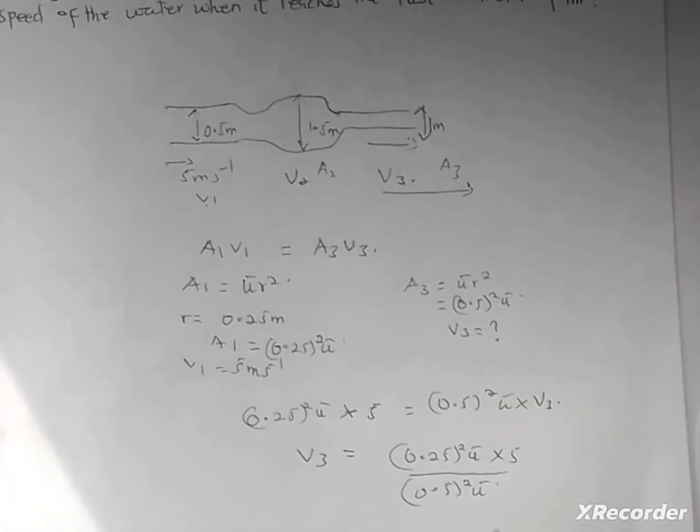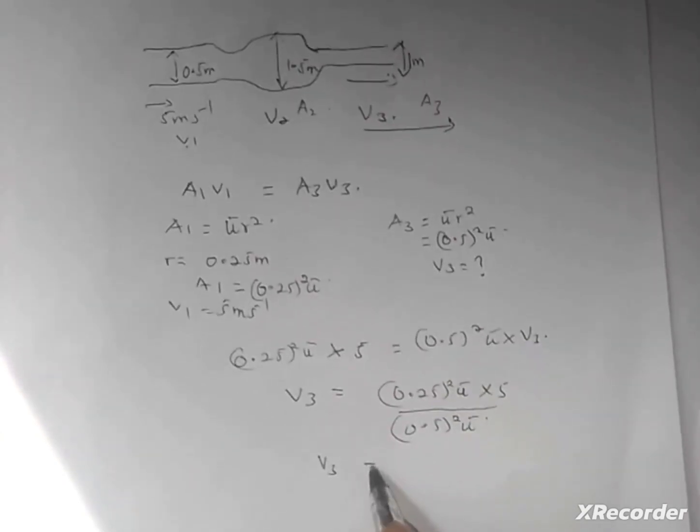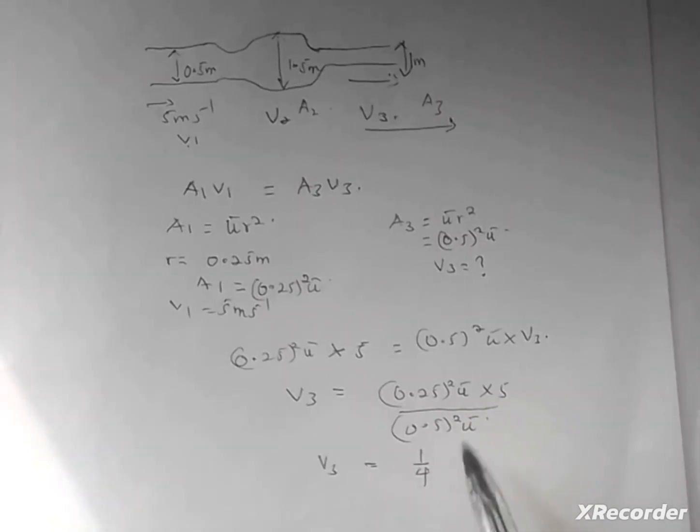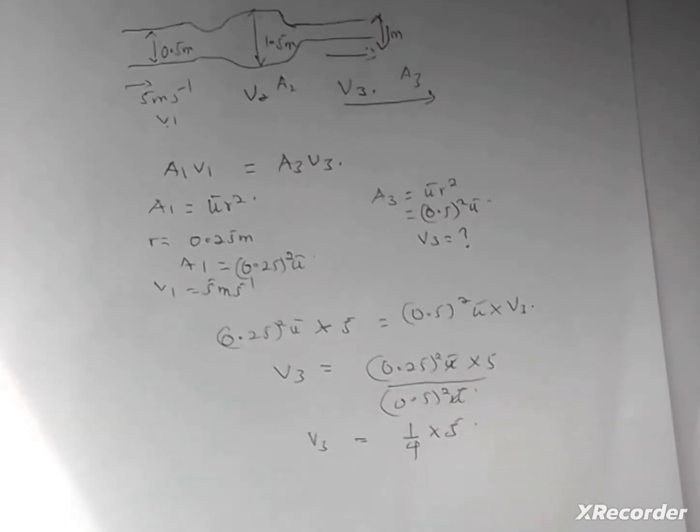So at this point, you realize that my V3 will simply be equal to 0.25 all squared over 0.5 all squared. What are you getting? You're getting 1 over 4. I'm going to cancel the pi. I'm going to have 1 over 4 times 5. So 1 over 4 times 5 is going to give me 1.25 meters per second.